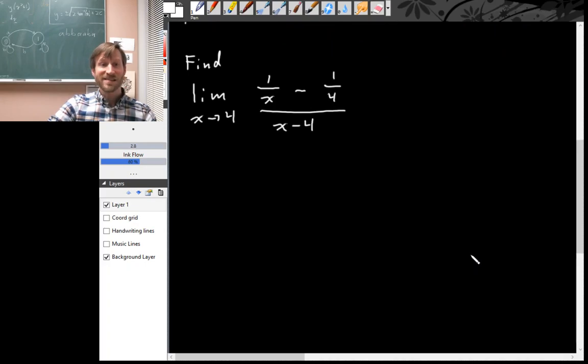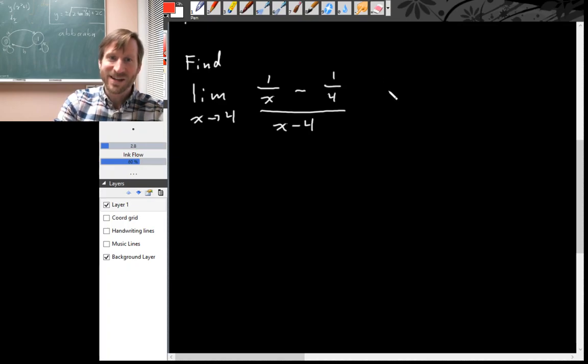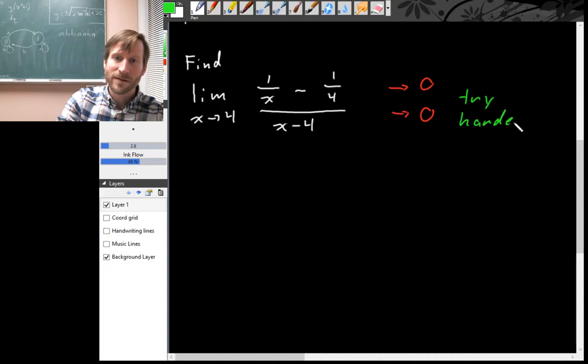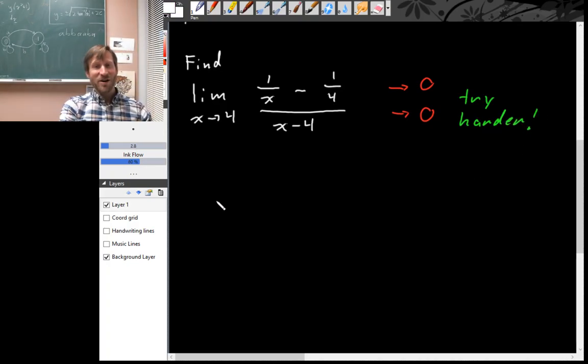All right, so let's find the limit as x goes to 4 of 1 over x minus 1 over 4, all over x minus 4. Now again, if you just try to use the limit laws to calculate this limit, in the numerator you get 0, and in the denominator you get 0. And 0 over 0 means try harder. What try harder means exactly kind of depends on the limit that you're working with. For this limit, since the numerator is a difference of fractions, it seems like maybe we could just put them over a common denominator. That's one thing you can do with fractions.